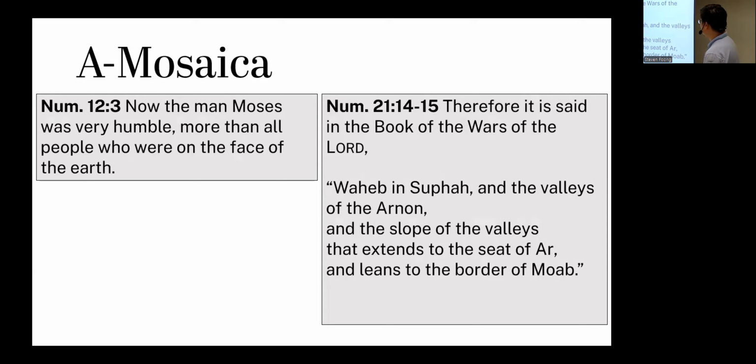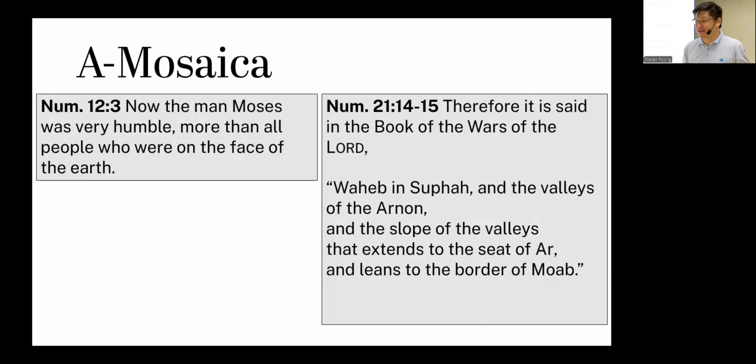Now, it is a-Mosaica in the sense that this poem would not have originated from Moses. It originated from whoever wrote the Book of the Wars of Yahweh. That's number one. But it is possibly also post-Mosaica, most likely post-Mosaica, in the sense that the Book of the Wars of the Lord would make sense during the time of Joshua, or after the conquest of Joshua, to record the wars of Yahweh.